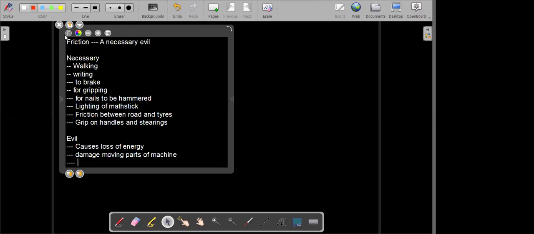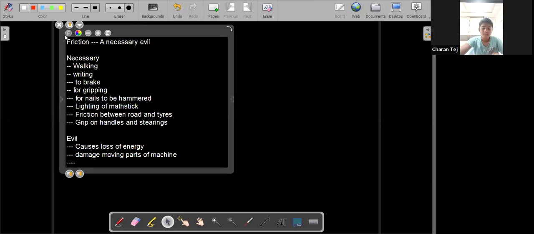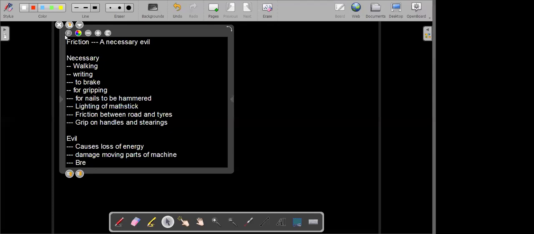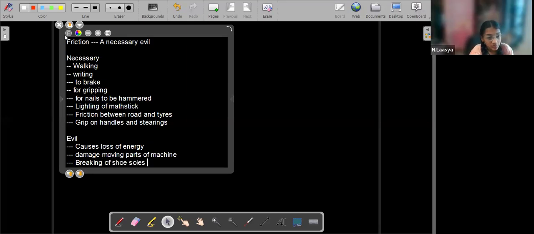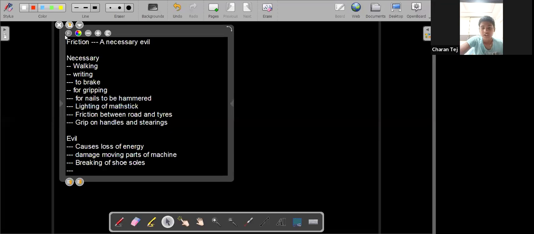Wear and tear on your shoe soles, and breaking of the shoe soles. Sir, slow motion of an object. Decreases motion. The object moves slowly. Yes, we can say decreases speed.